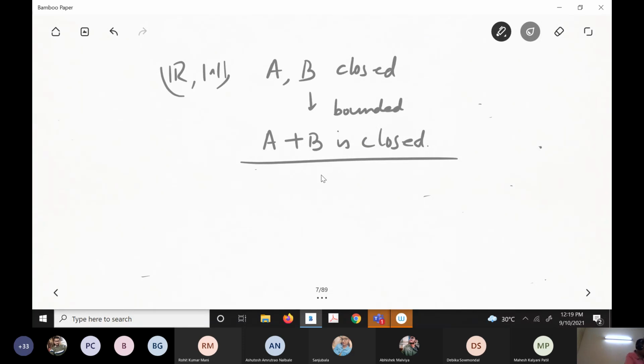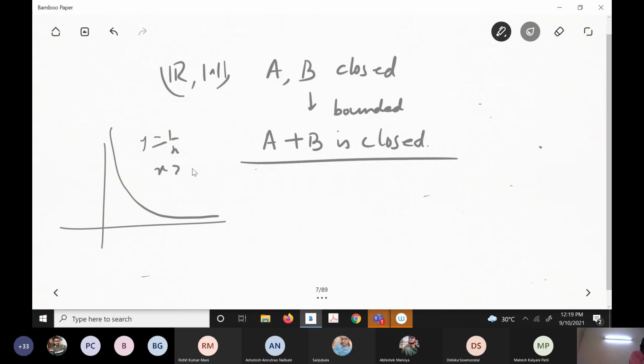Think about it. Both have to be unbounded; only then will you get a counterexample where A plus B is not closed. That's why I was giving this example. Look here, in your R squared, this is y equal to 1 by x, x greater than 0, one arm of a hyperbola. Here you can take the positive real axis or the x axis, which is also unbounded. Both are closed, but the sum won't be closed.